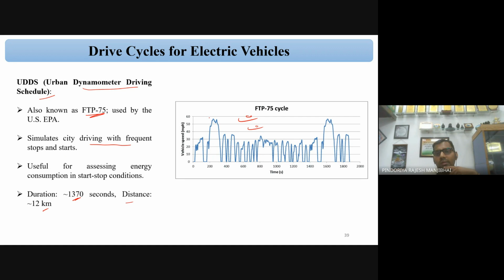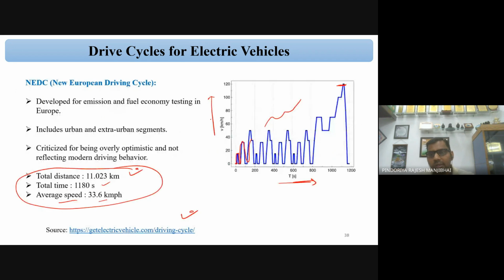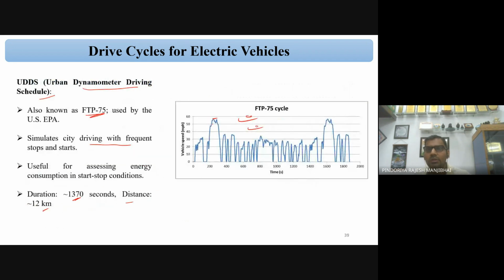Okay, and you can see the maximum speed is around 60 kilometers per hour. But in the previous case, that was 120 kilometers per hour, just double, because that is like constant speed. We can say we can drive our vehicle on the highway.